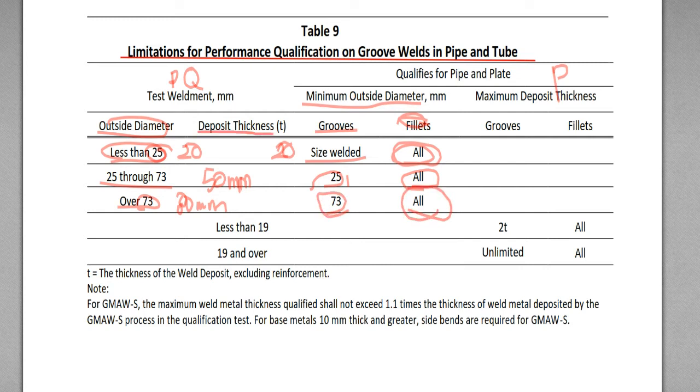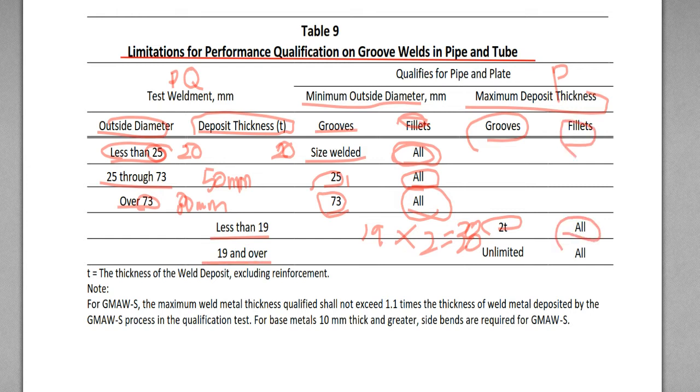And the thickness limitation is here, less than 19 millimeter. The maximum deposit thickness for the groove welds is 2T. 19 times 2 is 38. So the maximum qualification of the thickness for less than 19 millimeter for the PQ test is 38 millimeters. And fillet welds, no limitation.